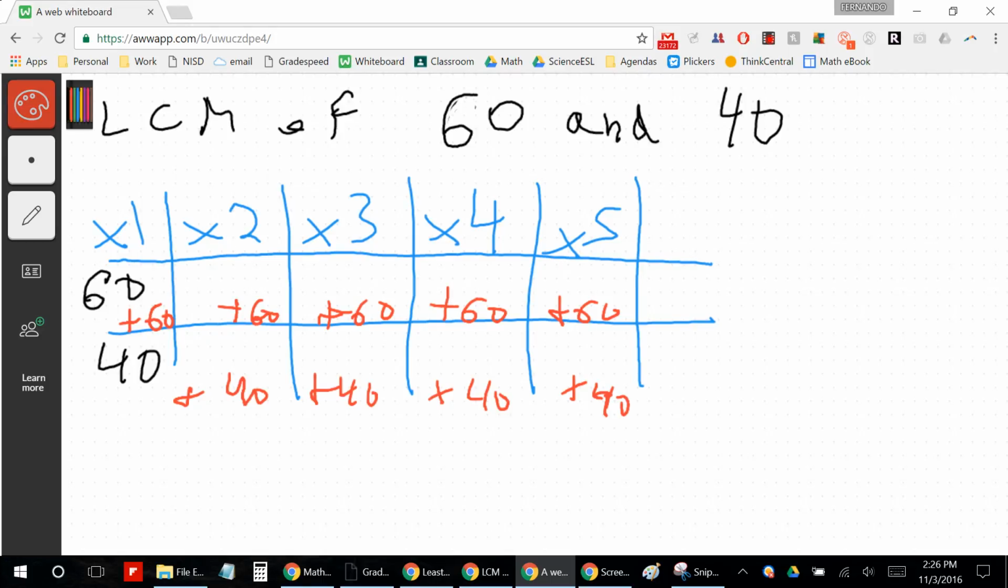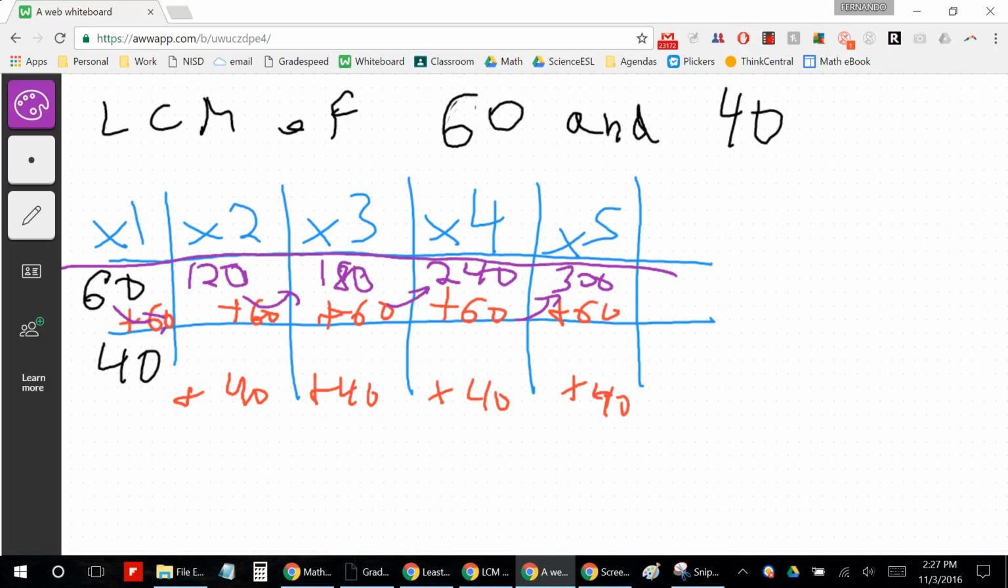So, in unison, we're going to do 60 plus 60, and what do we have over here? 120. 120 plus 60, what do we have? 180. 180 plus 60? 240. 240 plus 60? 300. Those are the multiples of 60: 60, 120, 180, 240, 300. These right here, those are the multiples.